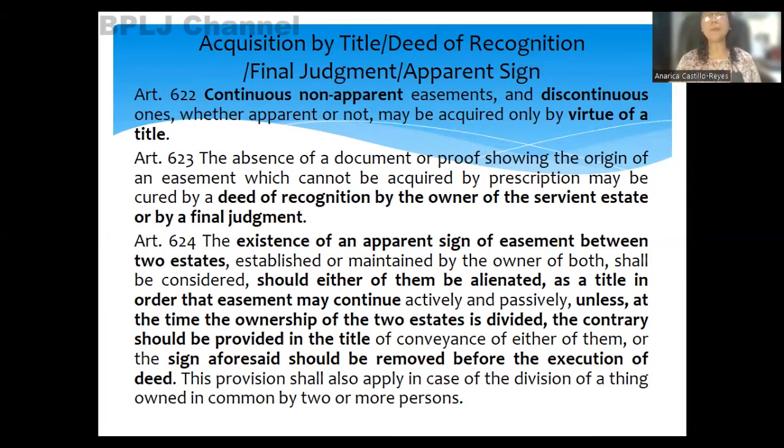So in this case, the buyer's knowledge that there is an existing easement will operate to continue the easement, if he has not raised any objection, if the easement has not been removed, or if the contrary has not been provided in the deed, or if it is annotated in the title and was not removed. In this case, there is an implied recognition of the easement. So this is another mode of acquiring an easement. Deed of recognition, final judgment, implied recognition.